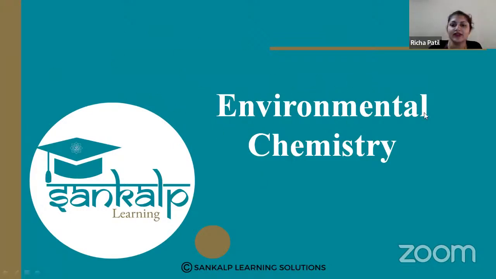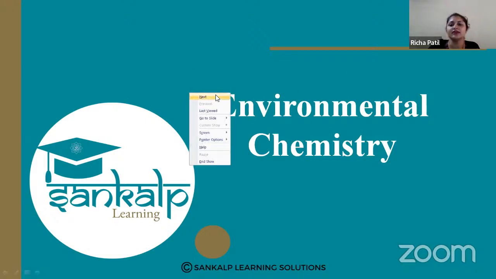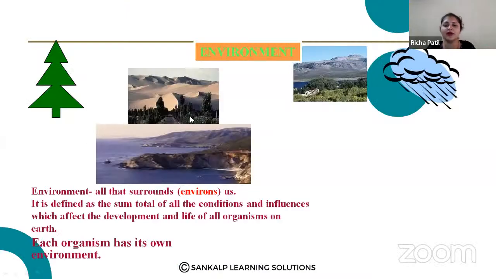So today we'll start with environmental chemistry. So what is environment? What do you mean by environment? Environment is nothing but what is surrounded around us, right? So environment, nature, plants, trees, rivers, seas, all the nature. Everything which surrounds us is nothing but your environment.